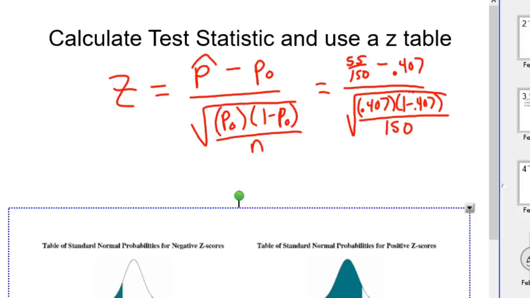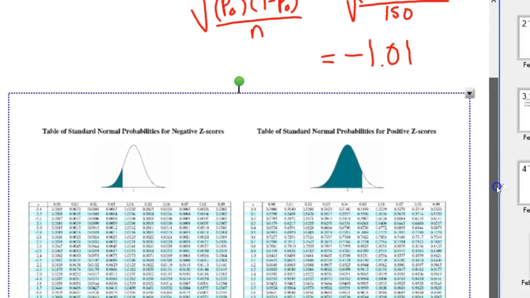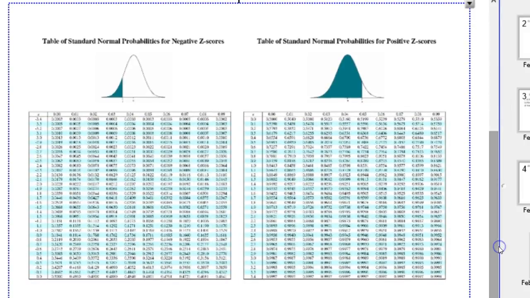So if you solve all that, just to speed it up, and if you want to check me, you sure may, it's going to be negative 1.01 approximately. So we can go ahead and calculate if you've got a Z table nearby, you can look this thing up.